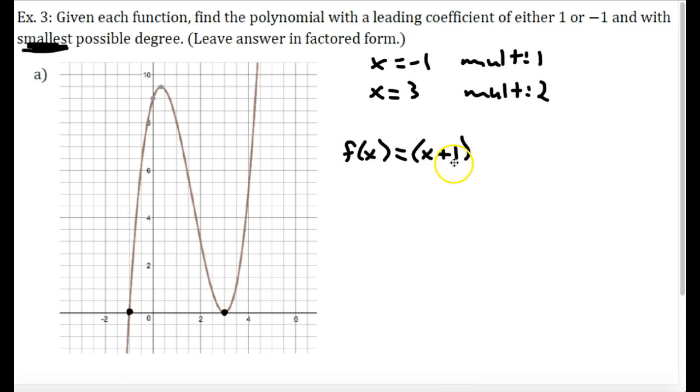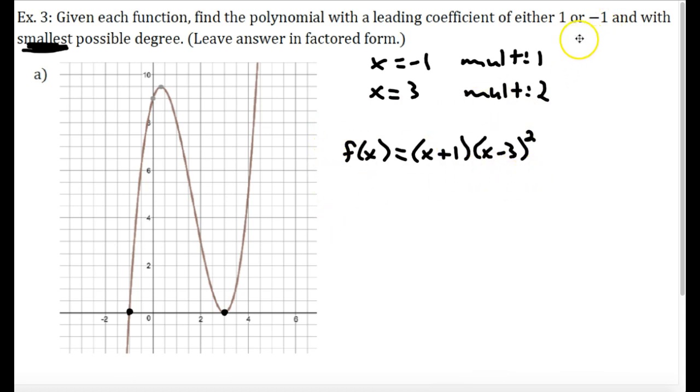Or x minus -1. We said it has a multiplicity of 1, so I'll just leave my exponent as a 1. This tells me that x minus 3 will be a factor. But since the graph just touches the x-axis, I know that has to have an even multiplicity. So the smallest even number that we'll look at is 2. So this would be how I would write a function.